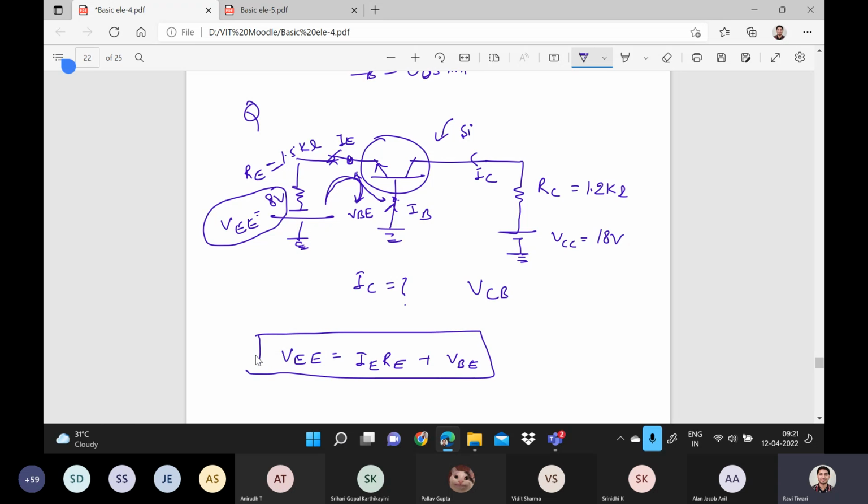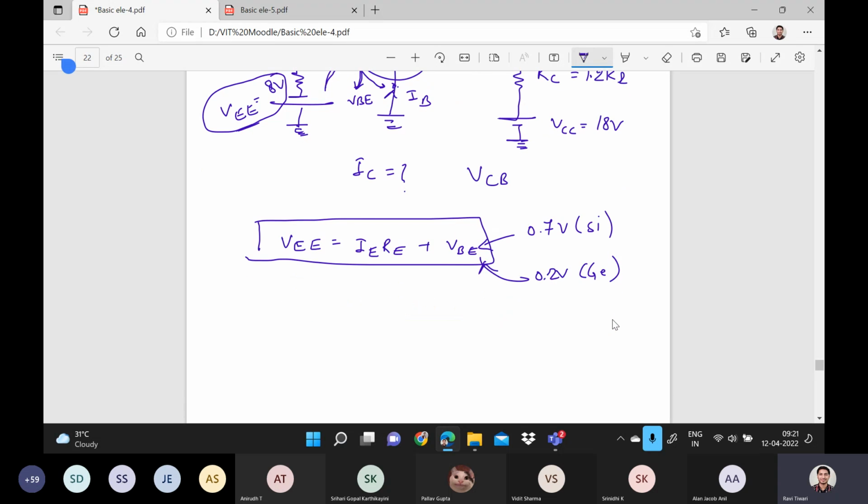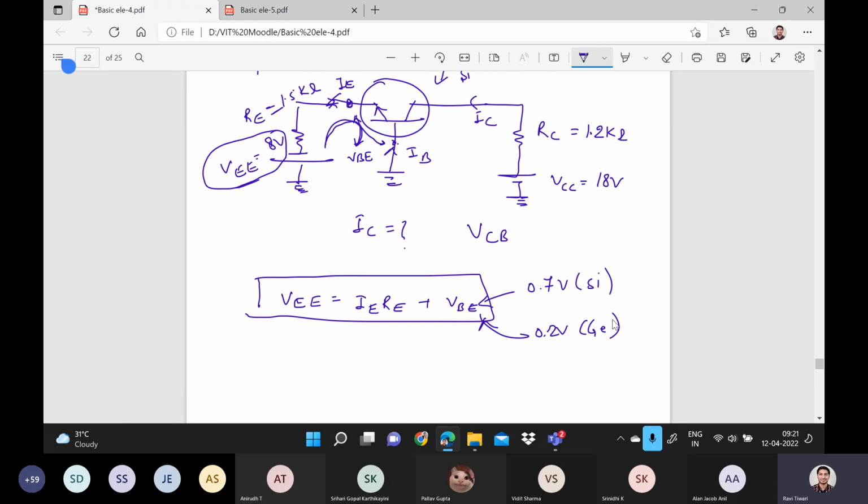Okay, so in this loop, this is the voltage VEE, this is the current IE into RE, and there will be a voltage drop across the base and emitter region also. So from here we can find the value, and as this is silicon, the value of VBE is fixed as 0.7 volt for silicon, and the value of VBE is 0.2 volts for germanium. That is fixed. Okay, so if you know all these values, can we find the value of IE?